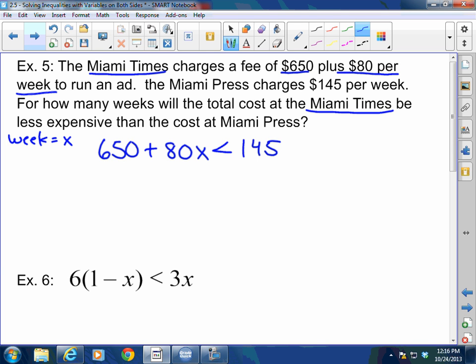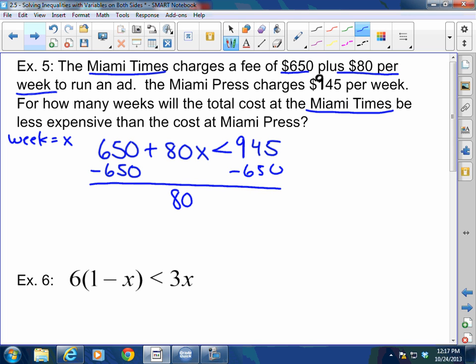Now, I don't like this example. It's wrong. I should have said, and I apologize, let's make this 945, because if not, this is a wrong question. It's going to be a no solution. So make the Miami Press 945. Now, I'm going to subtract 650 from both sides.